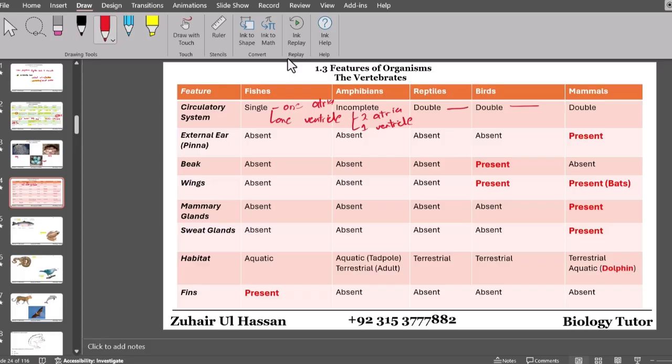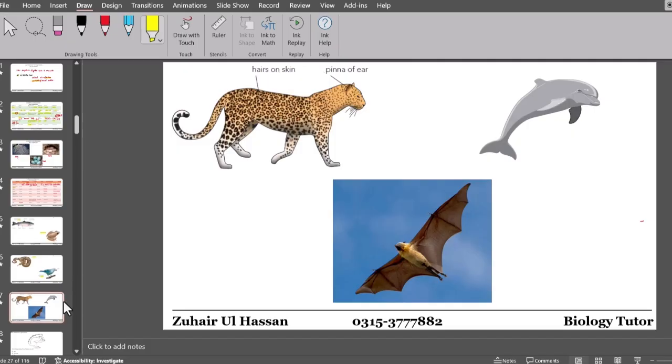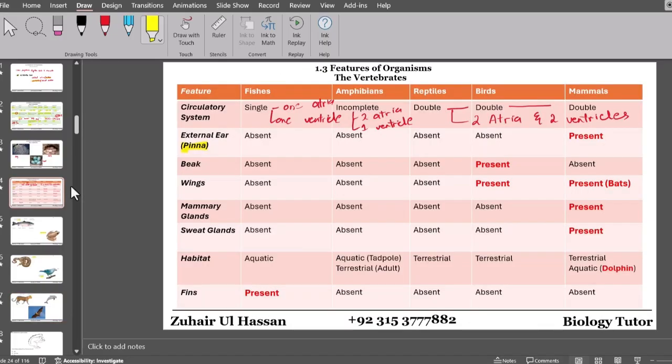Reptiles, birds and mammals, all of these have a double circulatory system, and double circulatory system means that there are two atria present as well as two ventricles present. So this is about the circulatory system of all these five vertebrates. Talking about the external ear, it is also known as the pinna. Just like in this diagram, you can see that this is the external ear. This external ear is present only in mammals. In any other vertebrate, there isn't any external ear present.